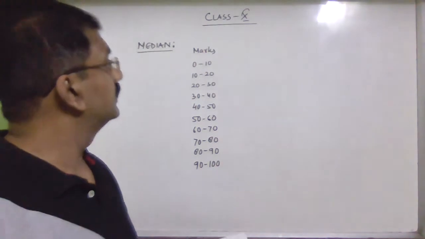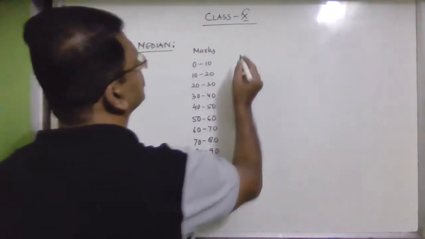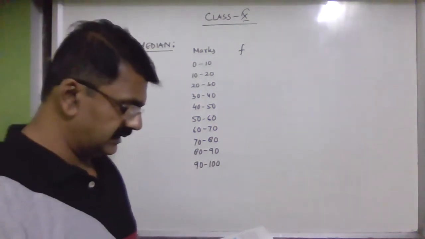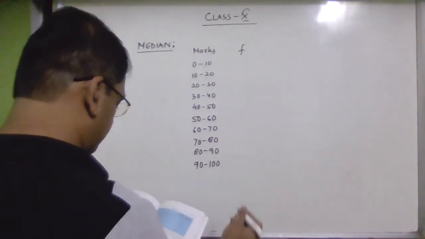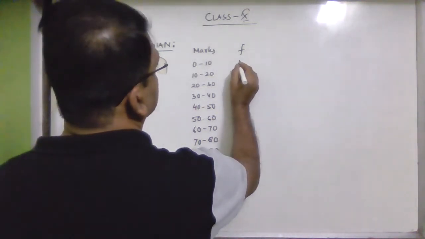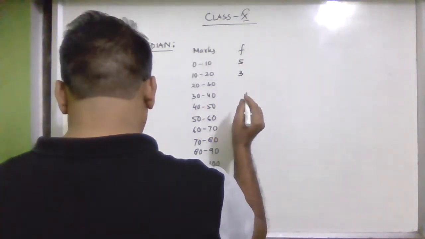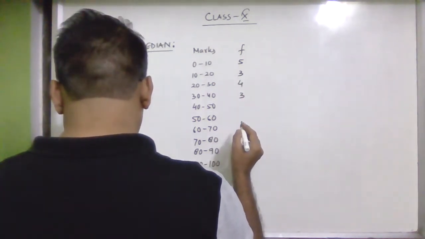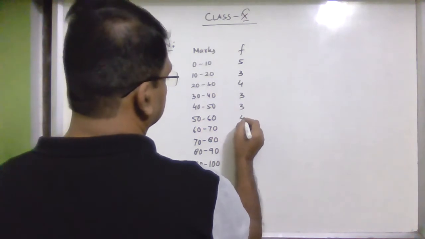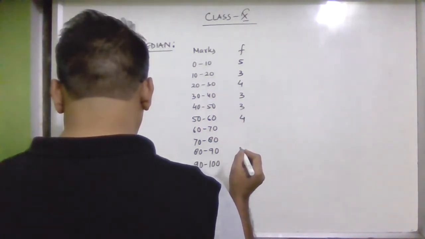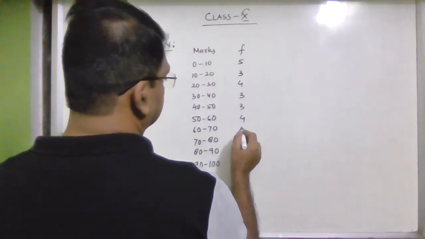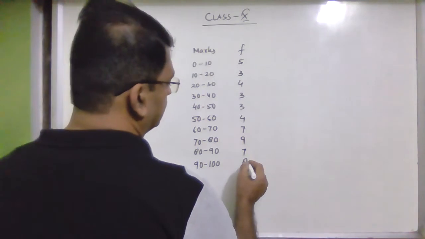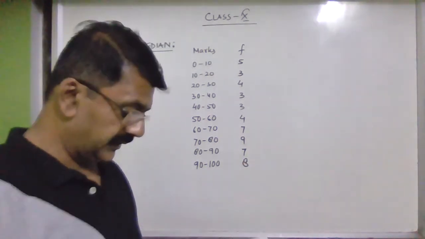Now, the frequency given means how many students got marks in this range. So the frequency given is 5, 3, 4, 3, 3, 4, 7, 9, 7, 8. That is the frequency.